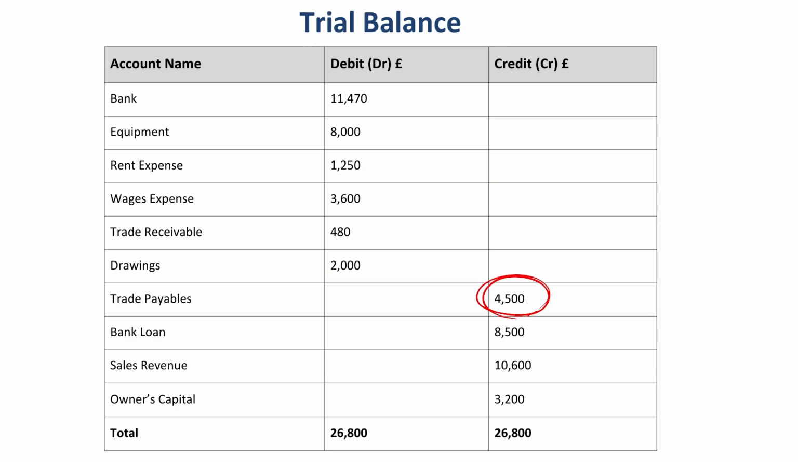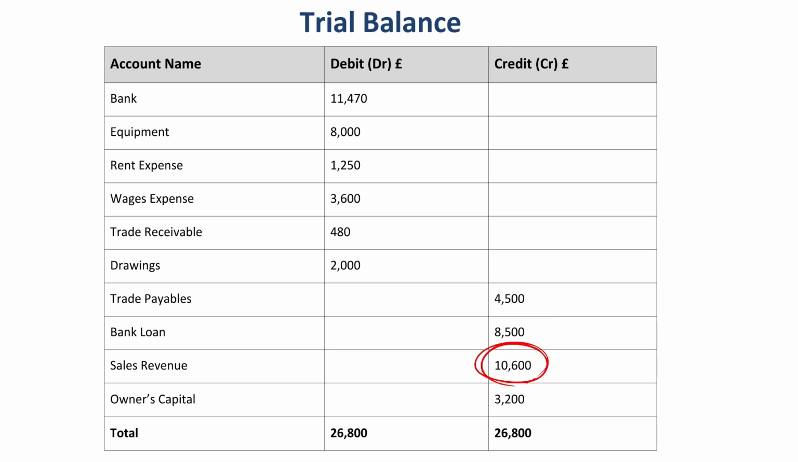Trade payables is £4,500. Trade payables represent amounts the business owes to suppliers. Liabilities increase on the credit side, so any outstanding supplier balances appear here in the trial balance. Bank loan is £8,500. A bank loan is another liability, money the business must repay. Since liabilities carry credit balances, this shows on the credit side.